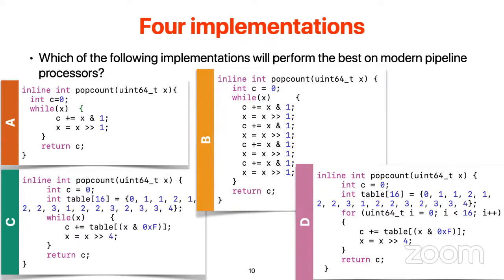for C and D, because they also have the effect of loop unrolling, you can reduce the number of instructions at the end, right? So that's what we end up with.